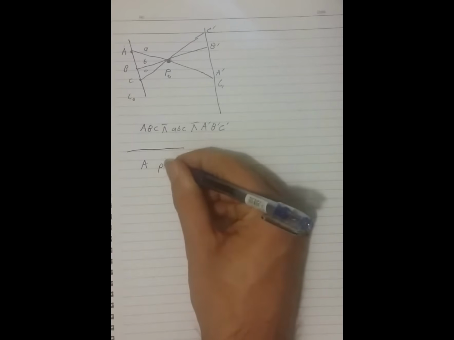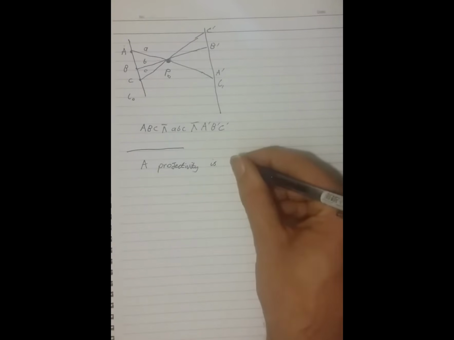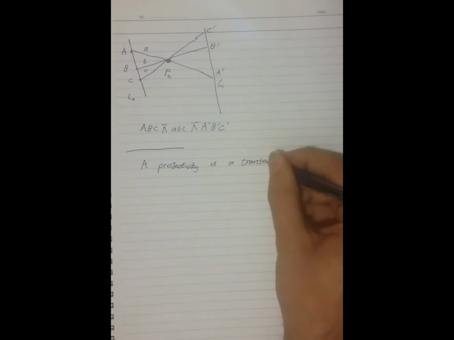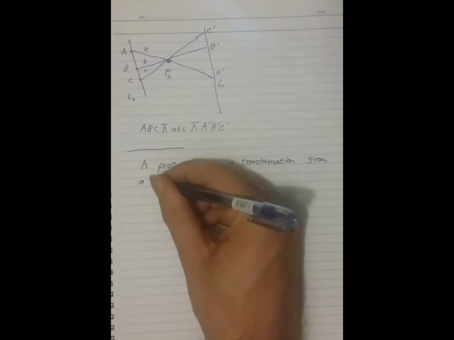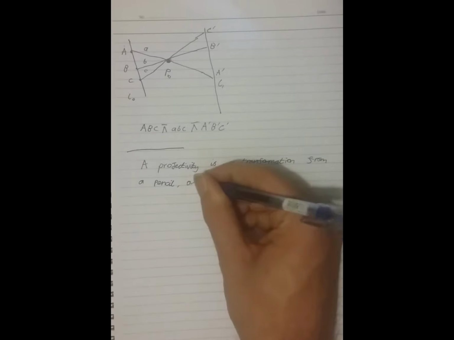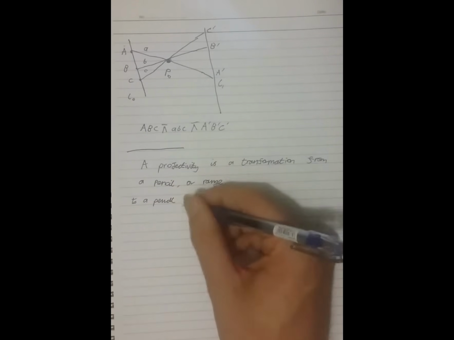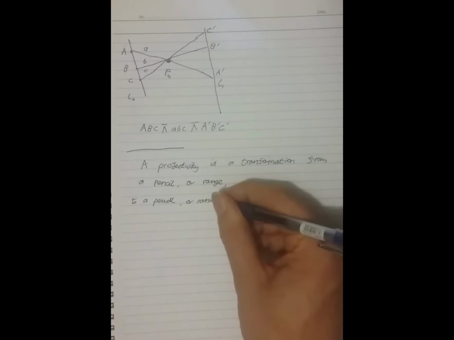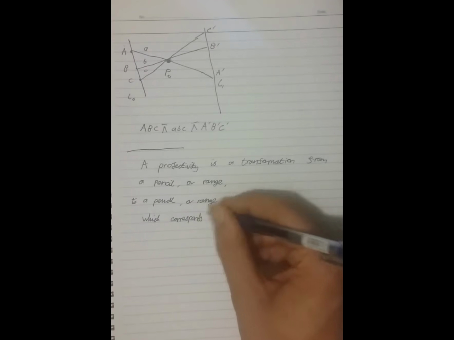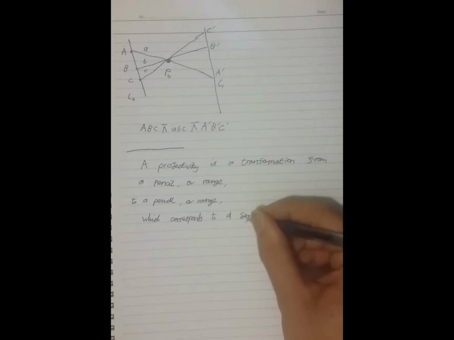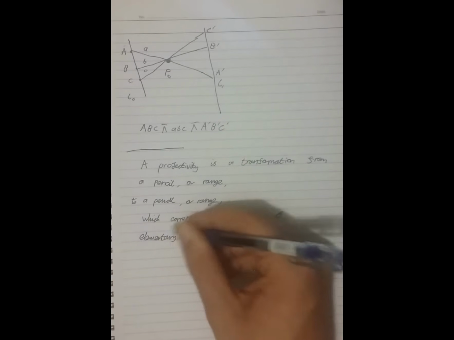So a projectivity is a transformation from a pencil or range to a pencil or range which corresponds to a sequence of elementary transformations.